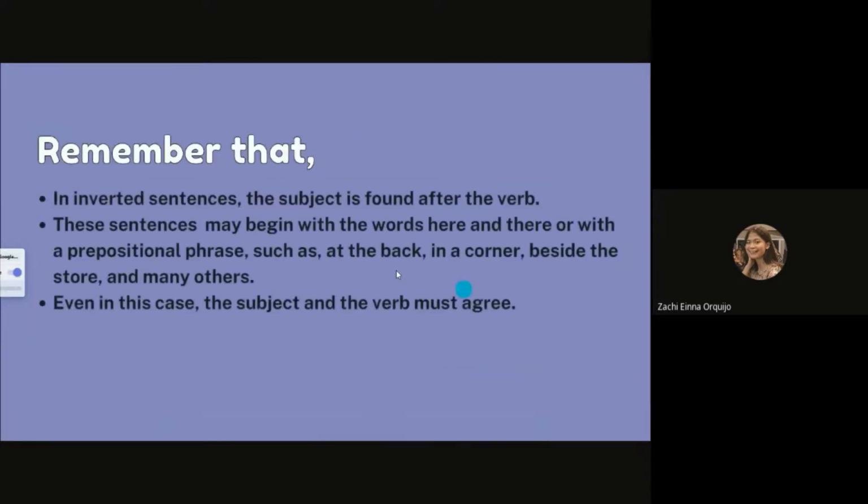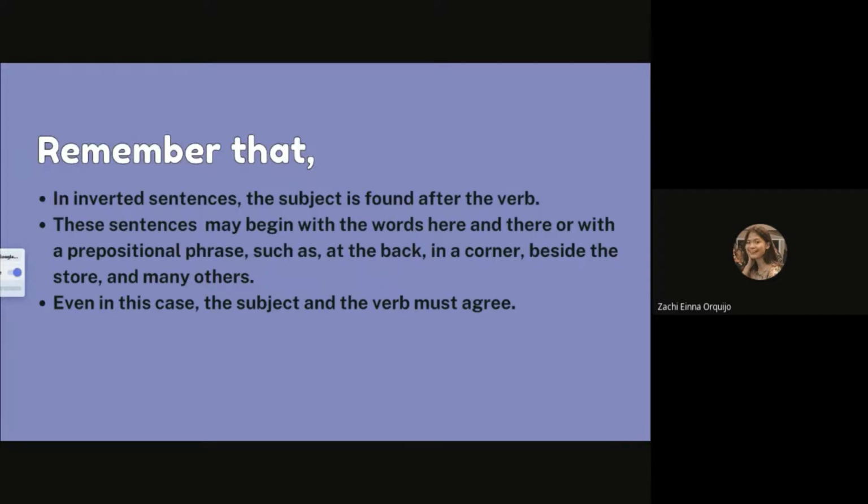So now, remember that in inverted sentences, the subject is found after the verb. So kapag inverted sentences, katulad ng mga pinag-usapan natin kanina or pinag-aralan natin kanina, sa inverted sentences, nauuna yung verb bago sa subject. Pero sa mga normal order or normal sentences, nauuna sa subject bago sa verb. Okay? Pero again, in inverted sentences, kaya nga siya tinawag na inverted kasi nauuna si verb bago sa subject.